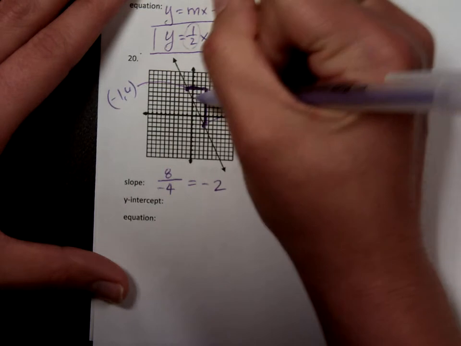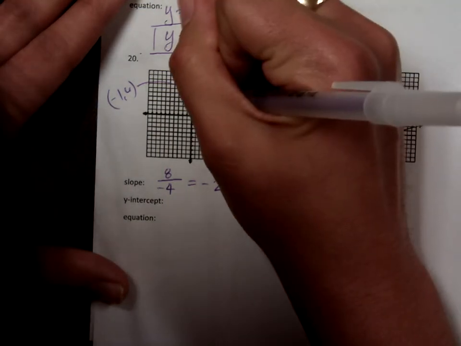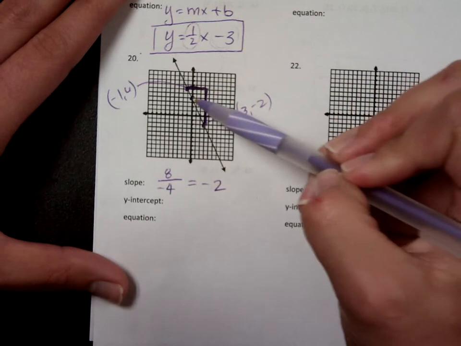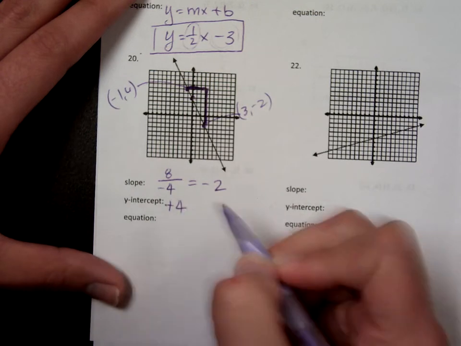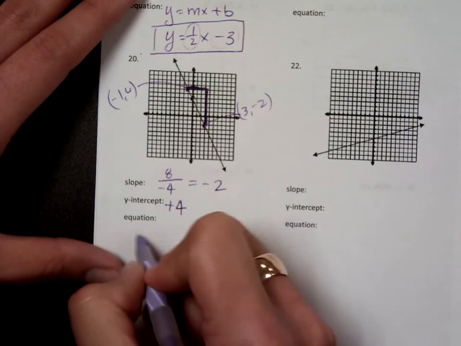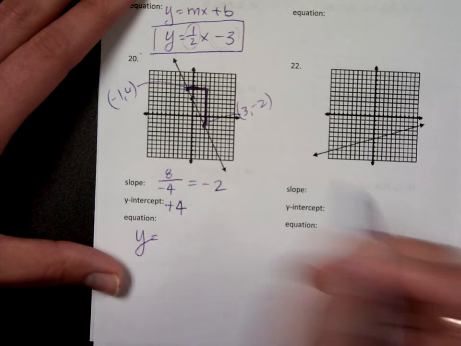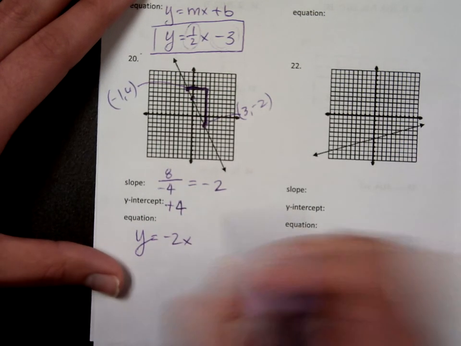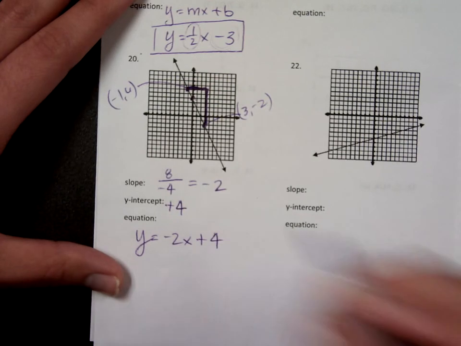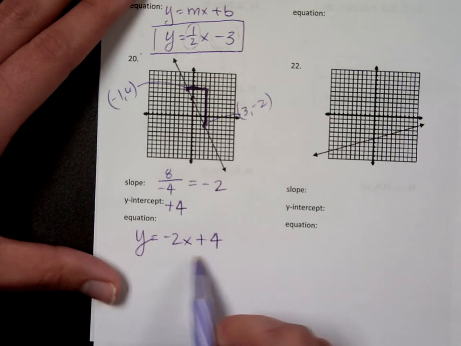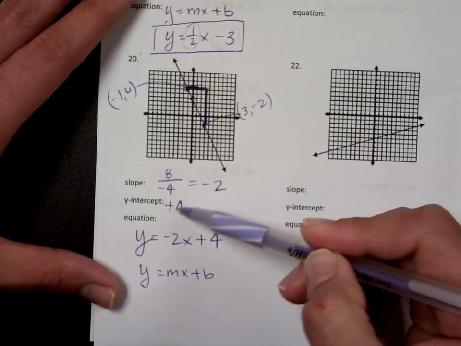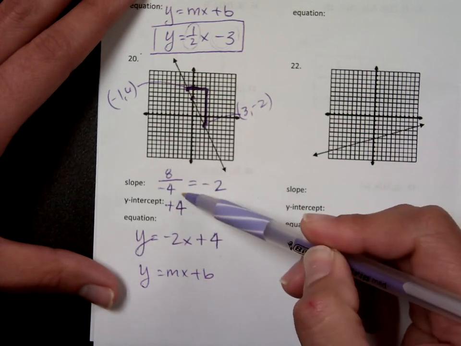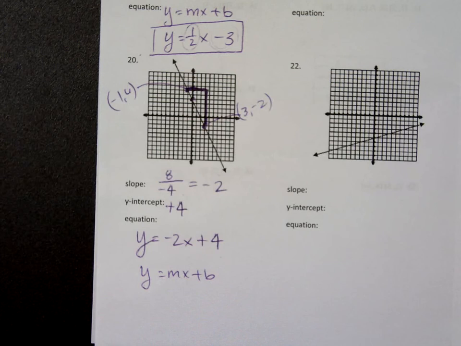Now my y-intercept is where it crosses the y-axis. Looks about right there, which is up 4. So my y-intercept is a +4. My equation would be y equals my slope times x, and then put your y-intercept in there. So y equals -2x plus 4. Remember, we're still using this y equals mx plus b. So the question is making you get the slope and making you get the y-intercept. All you have to do is plug those in to get the equation, and that's it. Okay, finish the graphs page.